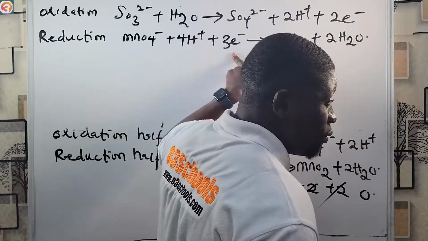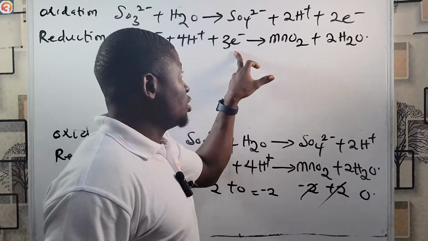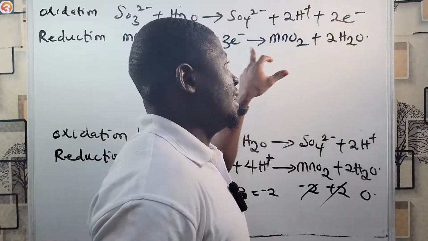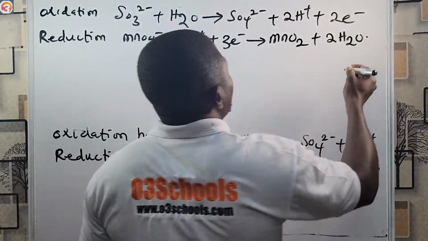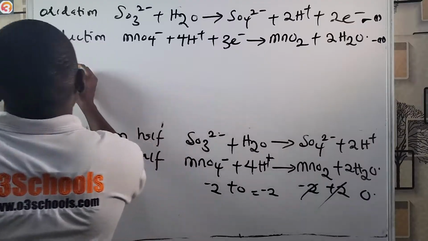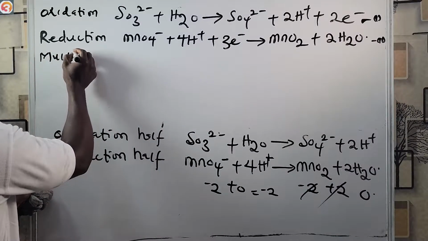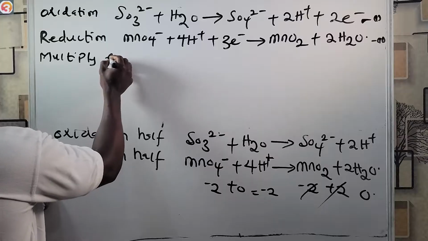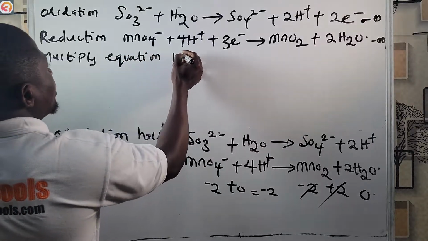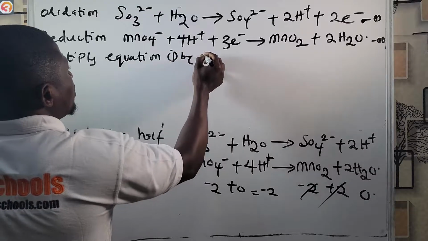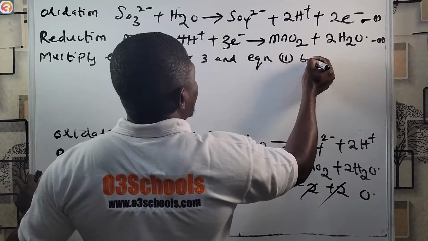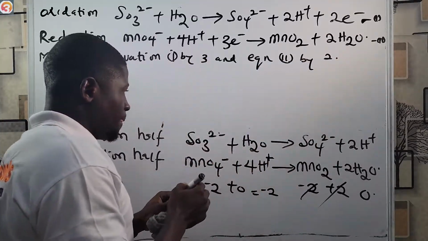So we have to multiply this equation by 3, sorry, by 2, and then multiply this one by 3 so that we both have 6 electrons each. Okay. So if this is equation 1 and this one is equation 2, I will now multiply equation 1 by 3 and equation 2 by 2. Okay, simple as ABC.